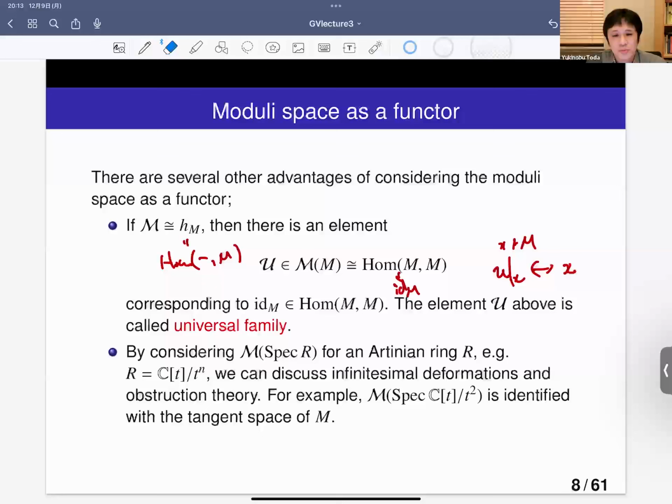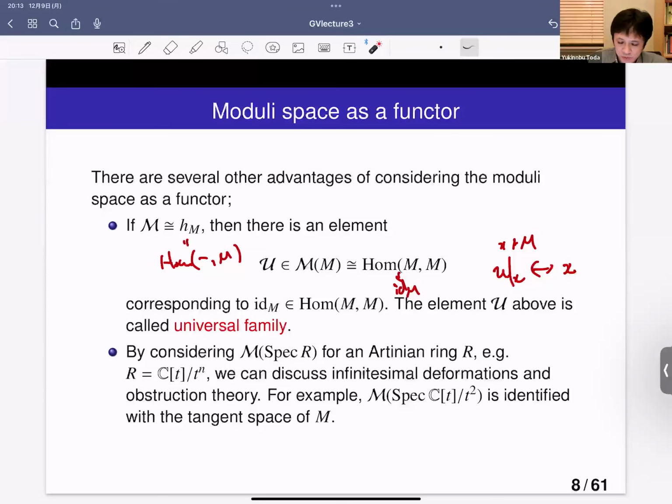So this is the good point of considering the scheme theory, that, for example, we can talk about the spectrum of some Artinian ring, which was not possible for just usual varieties. So we can consider this M spec R, and this is the family of objects parameterized by spectrum over Artinian ring. And this one corresponds to certain infinitesimal deformations of the object, which we want to consider.